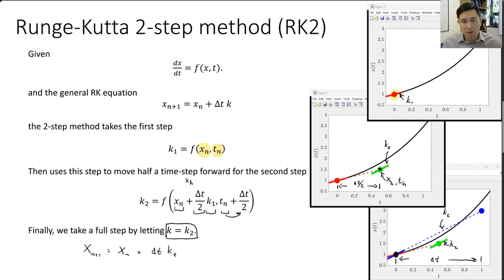To take the next mapping, we would repeat the process. So to go from state xn to state xn plus 1, we had to calculate our slope approximation twice to get our k1 value at our current state and our k2 value at our half-step state. So let's go ahead and do an example.